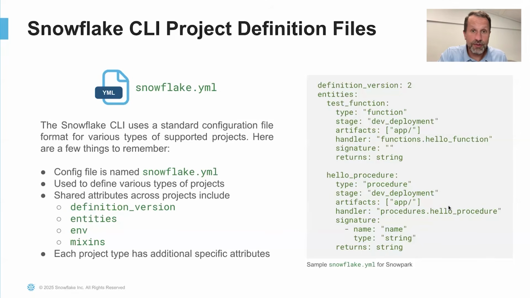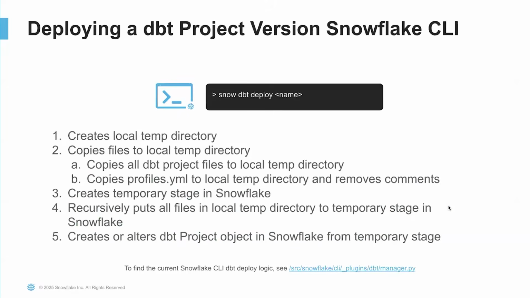and work with those. So when it comes to deploying a DBT project, you run snow dbt deploy, and it does a bunch of things for you. It creates a local temp directory. It copies all the files into the temp directory. It then creates a temporary stage in Snowflake, copies all the files from the local copy into the stage in Snowflake. And then it does those steps we just described where it either creates or alters that object in Snowflake.